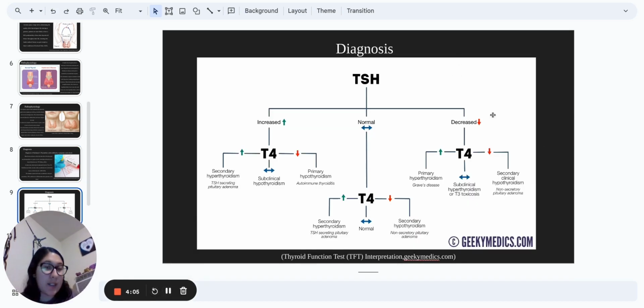Right here, we have a handy dandy little flow chart, which, in the simplest terms, shows us what is the result of every test. If there is an increase in T4 in the body, it could be secondary hyperthyroidism or primary hypothyroidism. If things are normal, then levels are going to be normal. If there is a decrease in T4 in the body, it could be primary hyperthyroidism or secondary clinical hypothyroidism.